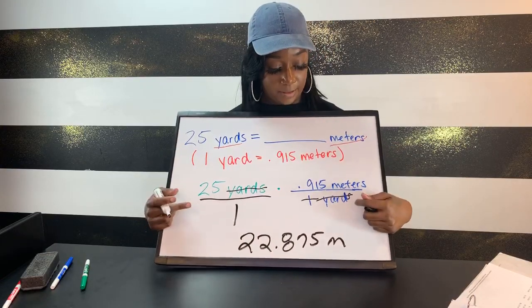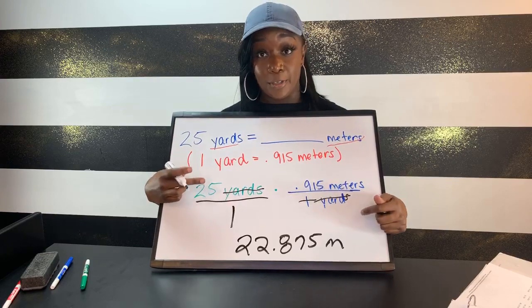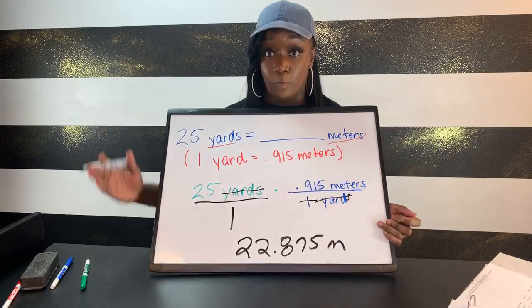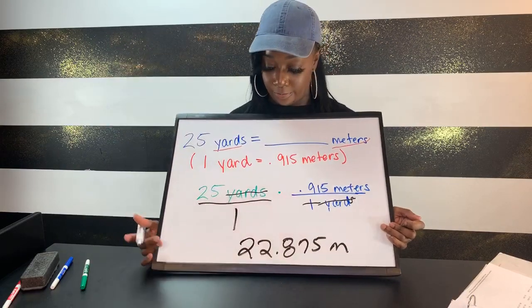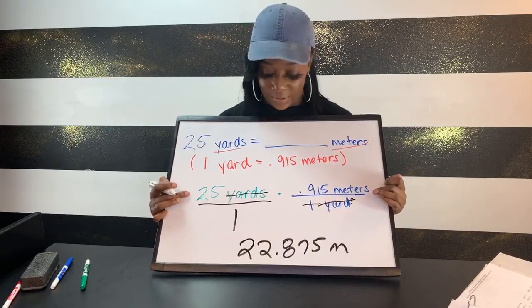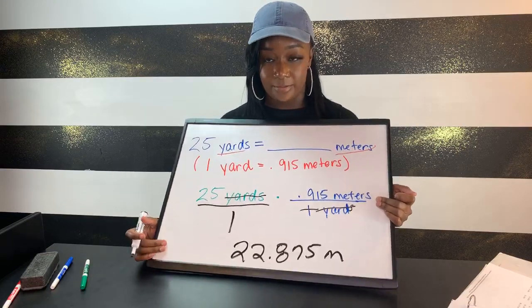The reason why the units have to be diagonal from each other is because I want them to cancel out. I want you to visually be able to see that I'm going from one thing to another because that only leaves me with meters, which is our goal, of course. And of course, they're both on top. If they're both on the same level, I multiply, and that's how I got 22.875.